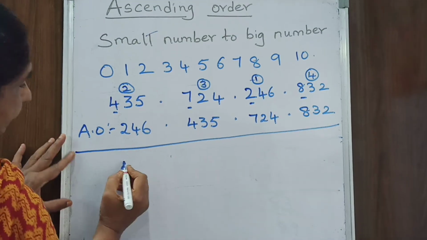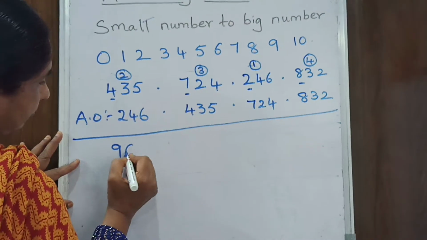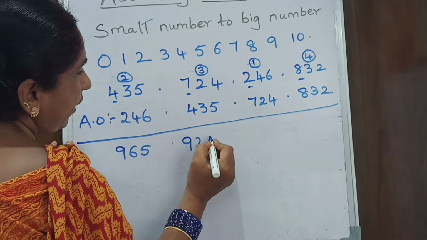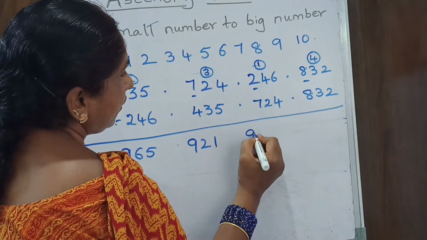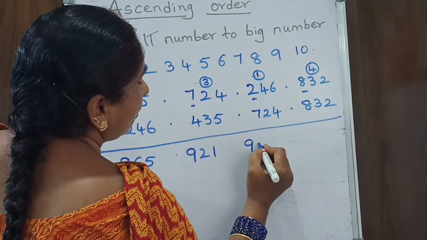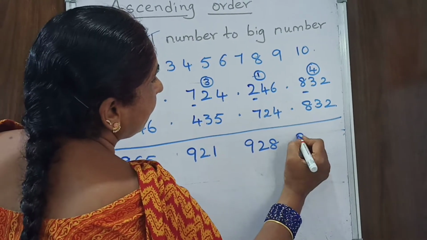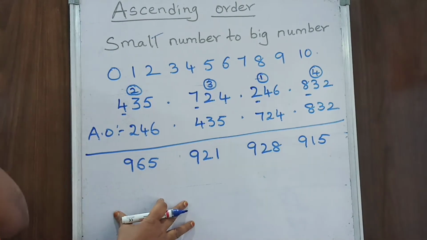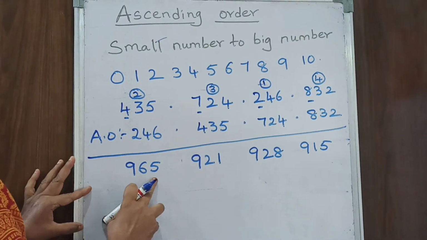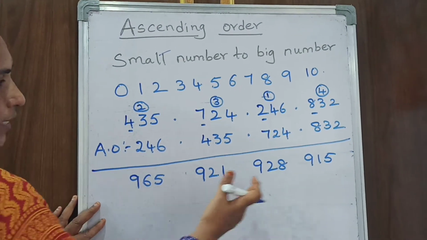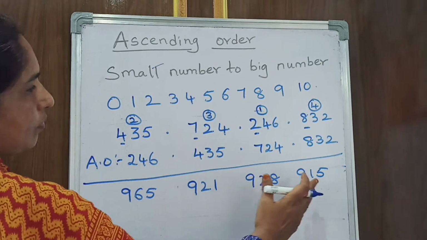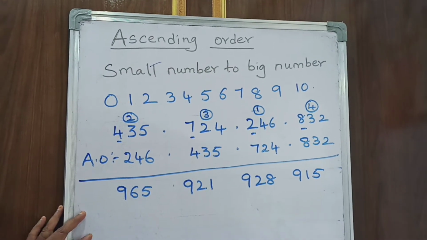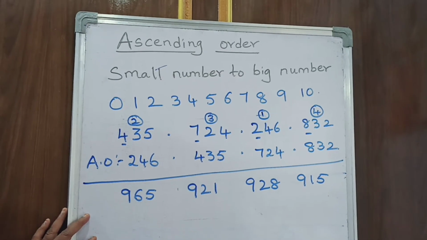See here. 965, 921, 928, 950. Now see here. What is the first number here? By directly seeing you can say which is the smallest number, that means 915 you can say. But if you are having any doubt, you can do this method.